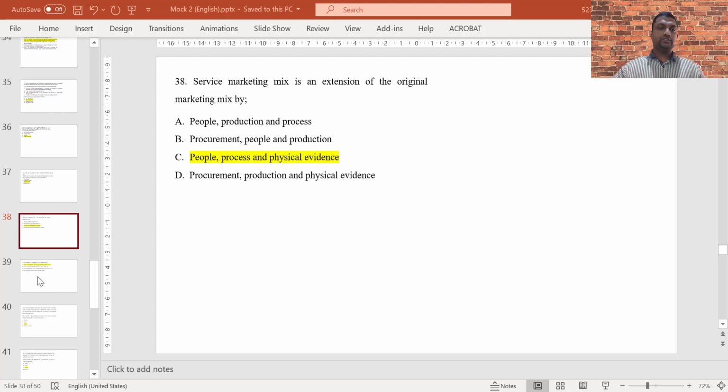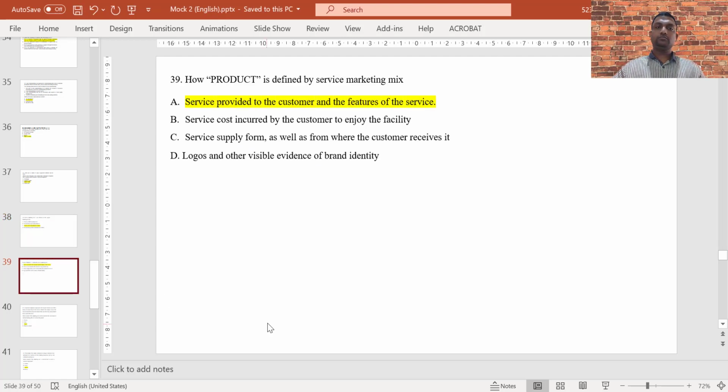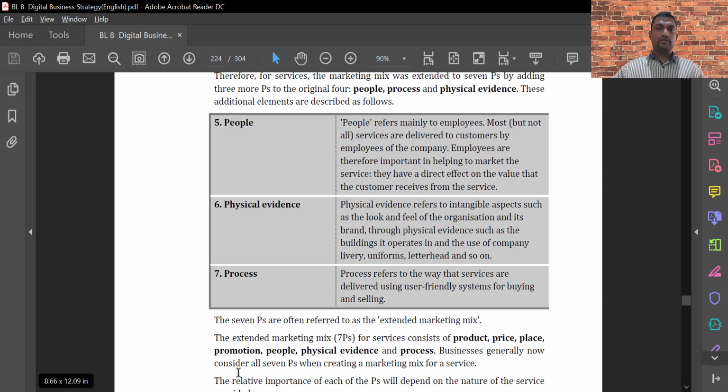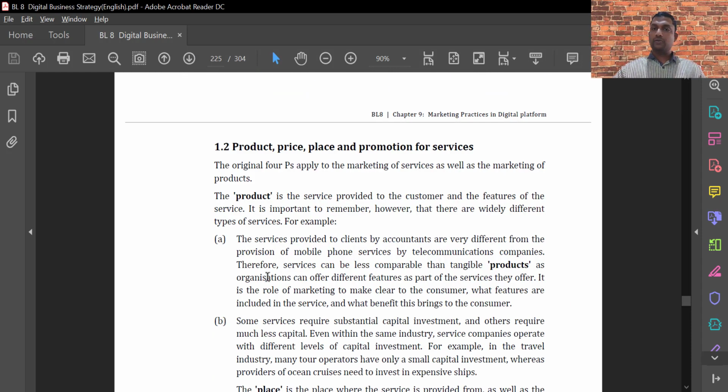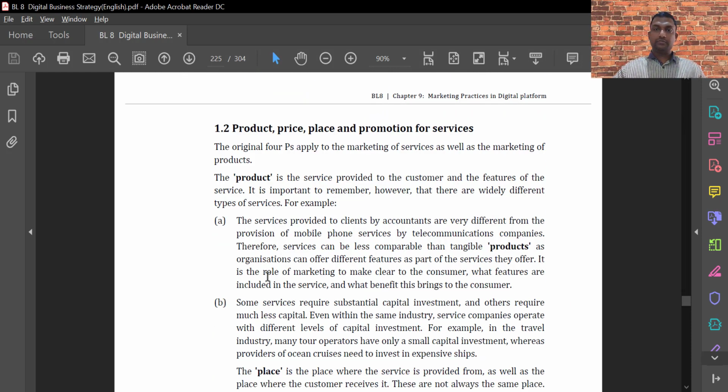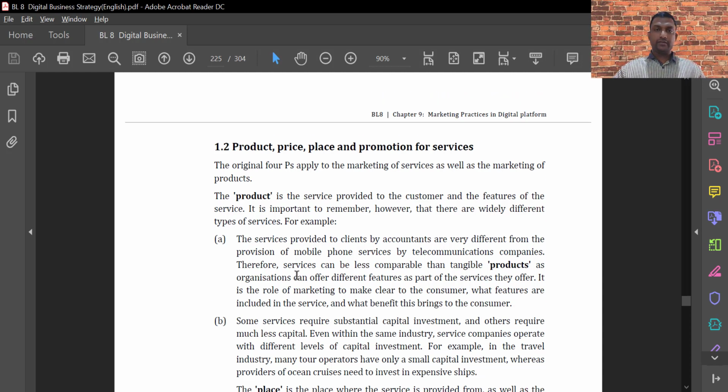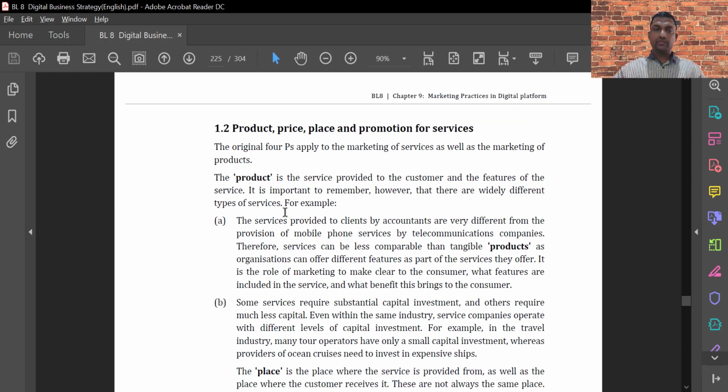Question number 39. How is product defined by the service marketing mix? So let's look at how this is explained. In chapter 9, marketing practices in digital platforms, the product is explained like this. The product is the service provided to the customer and the features of the service.